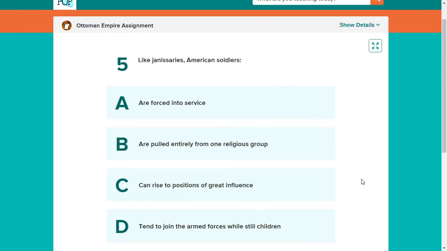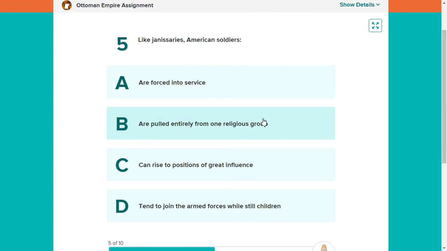Okay, 5, Janissaries. Janissaries is what they call these elite soldiers. Some of them were enslaved people, some were taken as prisoners of war, others were children that came from conquered territories. But how are they similar to American soldiers? Are they forced into service? Pulled entirely from one religious group? They can rise to positions of great influence? Or they tend to join the armed forces while still children?